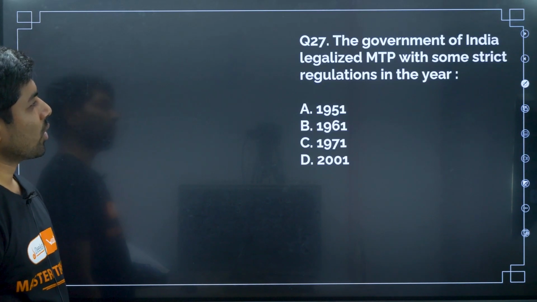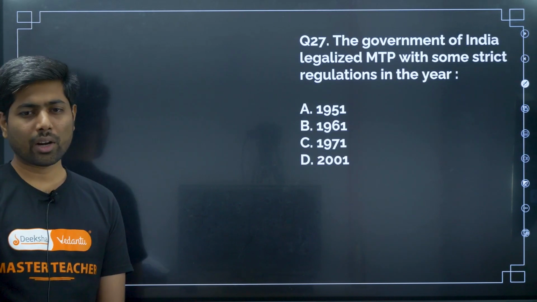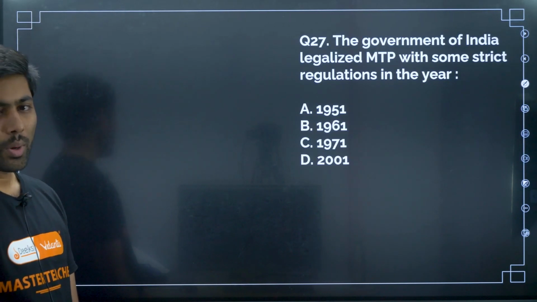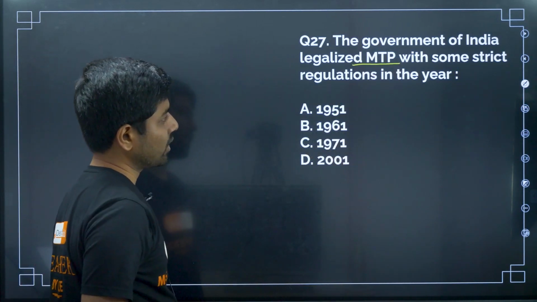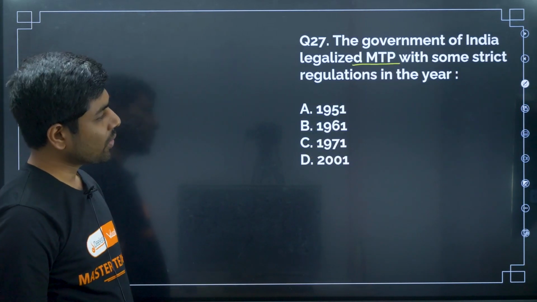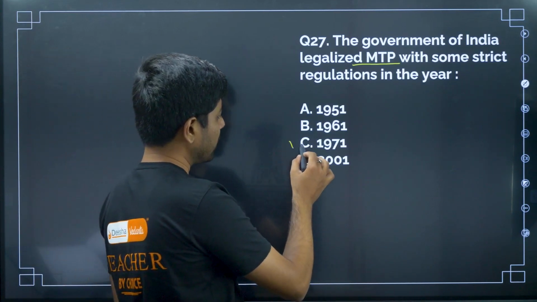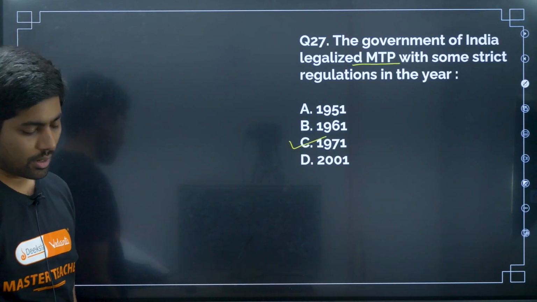Clear? Now look at question number 27. It's a direct question that was asked from reproductive health, right? The government of India legalized MTP, medical termination of pregnancy, with some restrictions, with some regulations in the year 1971, right? In the year 1971.